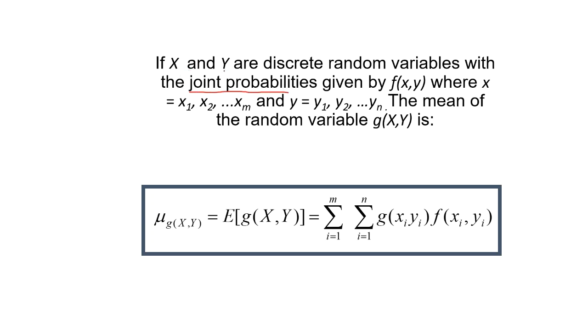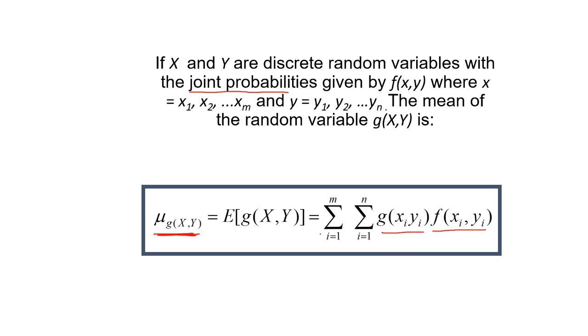If x and y are discrete random variables with the joint probabilities given by f of x and y, or the probability of x, y, where x is x sub 1, x sub 2, and so on, and y is y sub 1, y sub 2, and so on, the mean of the random variable g of x, y is equivalent to the summation of g of x sub i, y sub i times the probability of x sub i and y sub i.